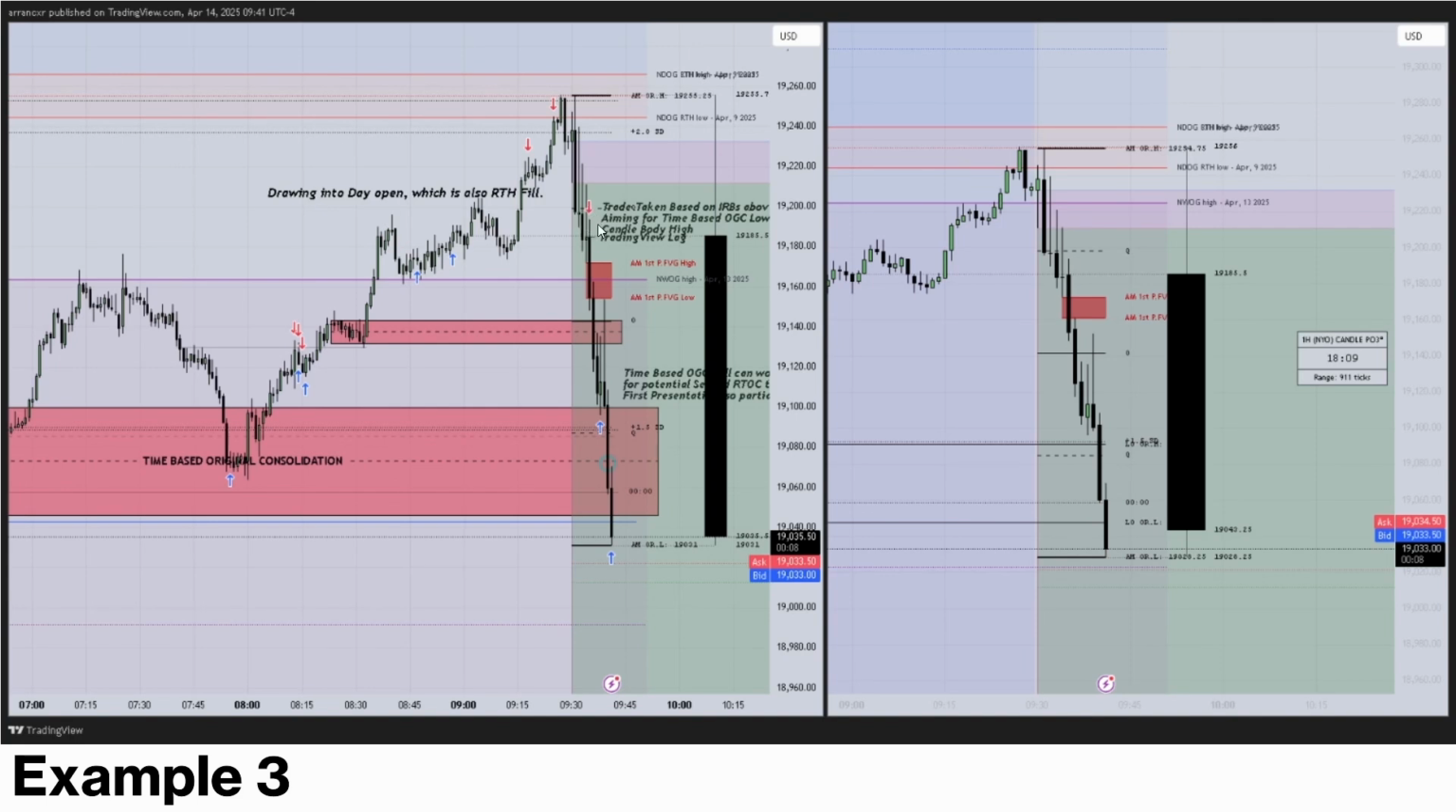Either way, from my entry just around here, we did manage to hit the time-based original consolidation, in which I did take a partial, and then price just dipped into the sell side liquidity of this 6 a.m. range, 6 a.m. to 7 a.m. range. So this was good stuff, to be honest.